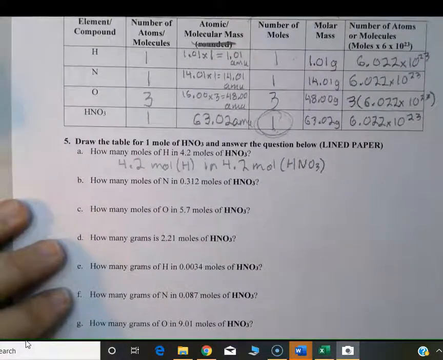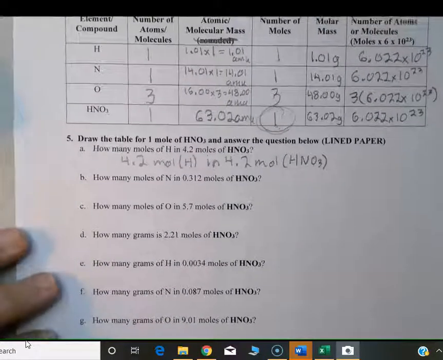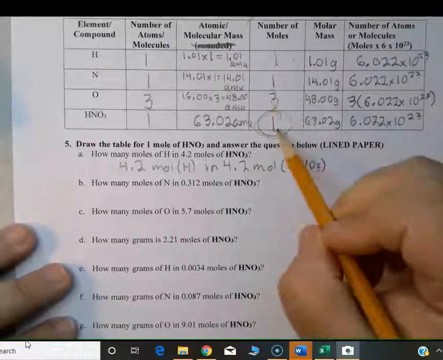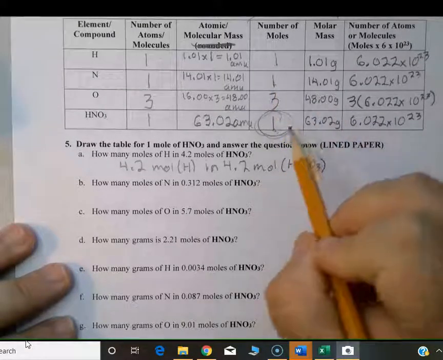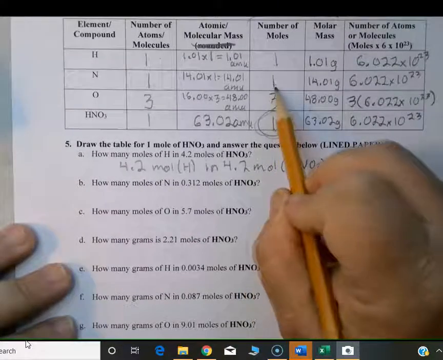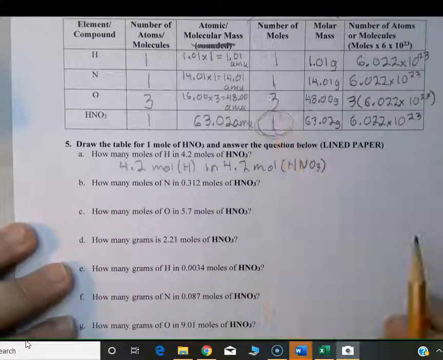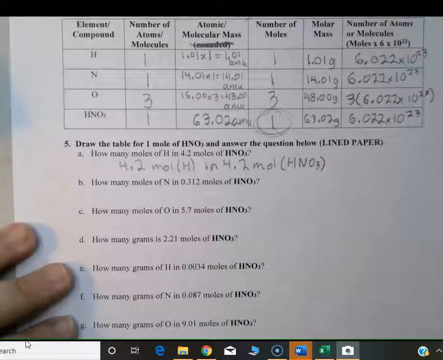Okay, next up, how many moles of nitrogen in 0.312 moles of HNO3? So for every mole of HNO3, I also need 1 mole of nitrogen. So if I only want 0.312 moles of this, I only need 0.312 moles of that. In other words, you're matching up atom for atom, molecule for molecule, 1 to 1.